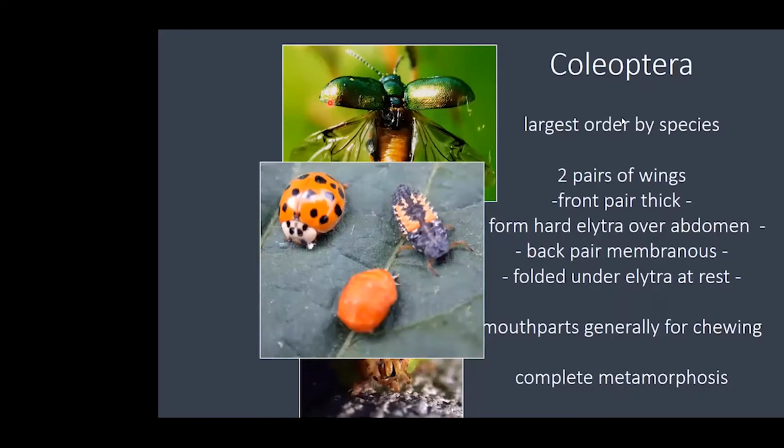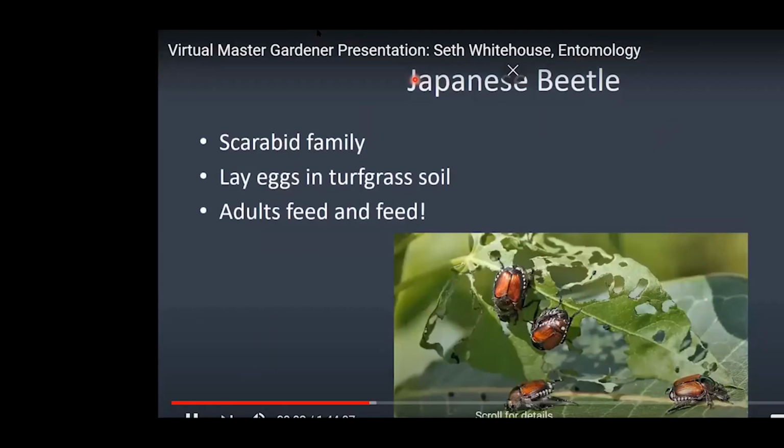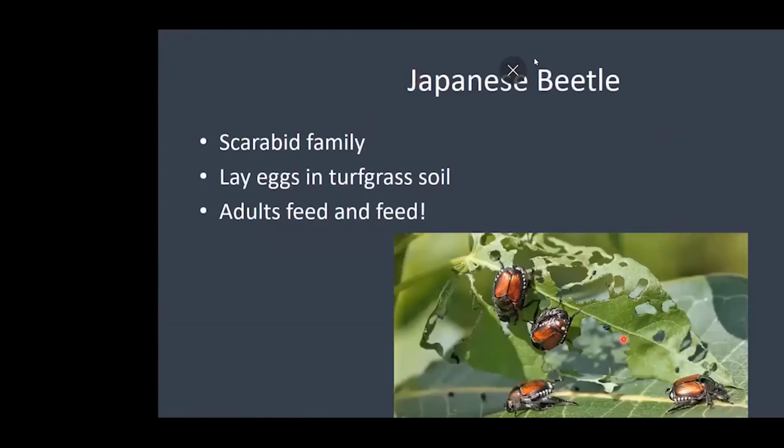And going back to their mouth parts, they're generally for chewing. Whether they're chewing on another insect or chewing on a plant, they're going to have chewing mouth parts. So that's a good identification for your plants there. One of those chewing ones is the Japanese beetle, and you can see it is absolutely chewing its way through this crop here.